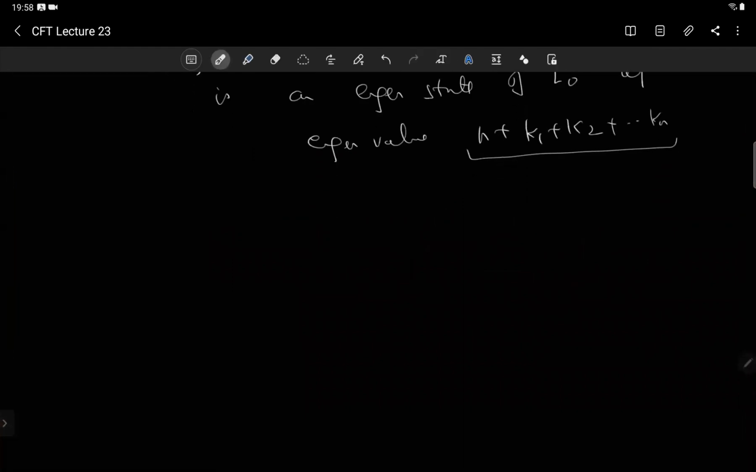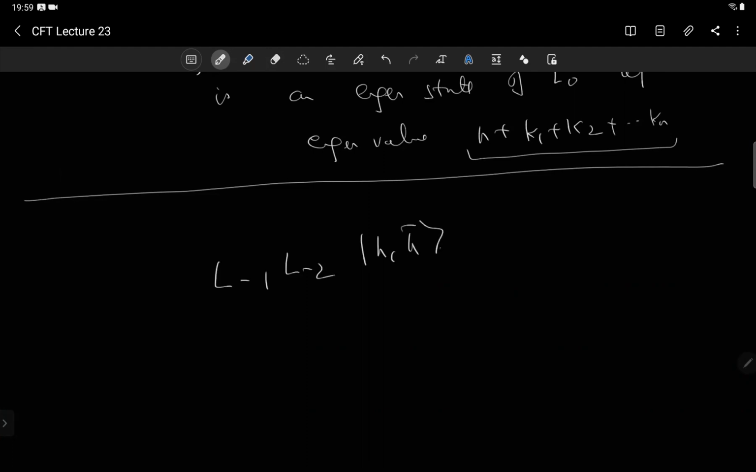So what we say is that now these descendants, which you have L minus k1. So let's say you have a descendant like L minus 1, L minus 2 acting on h bar. This is an eigenstate of L0 with eigenvalue h plus 3, and an eigenstate of L0 bar with eigenvalue h bar, because the L0 bar will just commute with this. So it's an eigenstate of this thing with eigenvalue h bar.